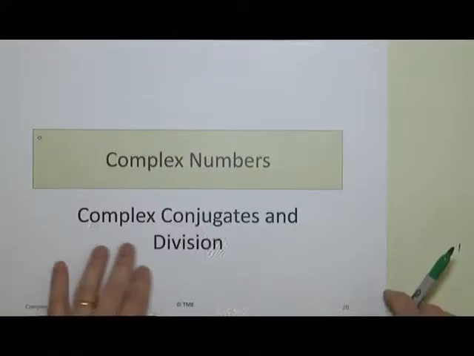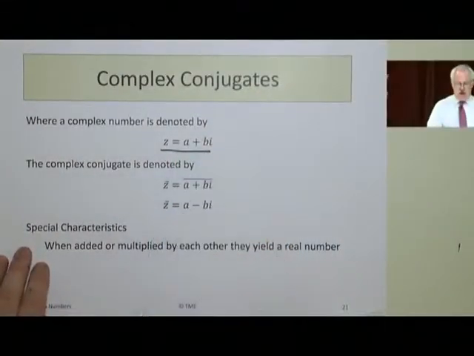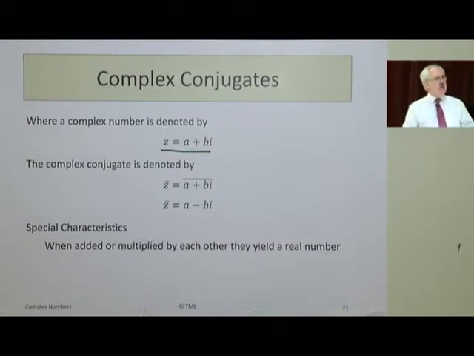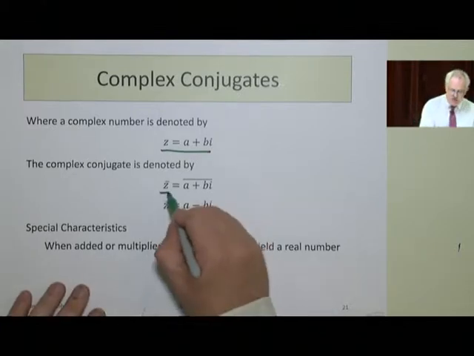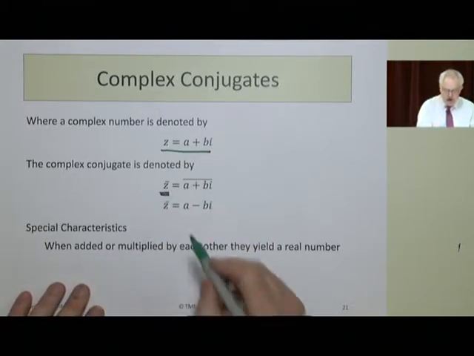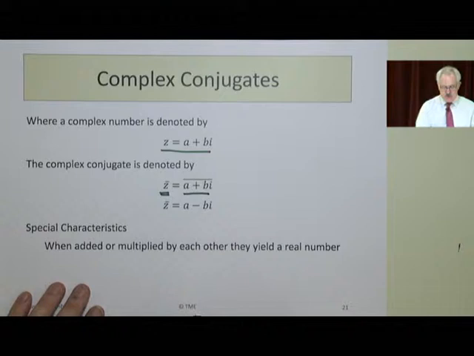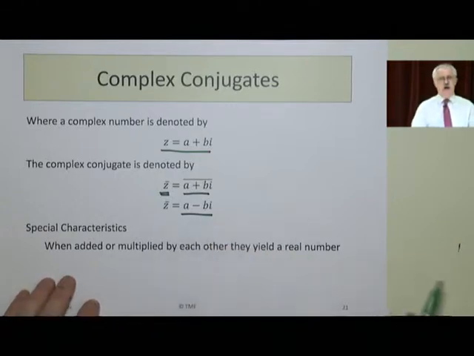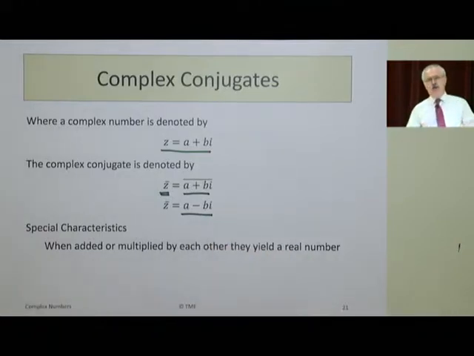Complex numbers. Now we're looking at complex conjugates and division. When a complex number is denoted by z is equal to a plus bi, there's another complex number hanging around beside it called z bar. And z bar is given as the bar of a plus bi, or a minus bi. It's almost a twin. For every complex number, there's another sort of alter ego hanging around called a complex conjugate.